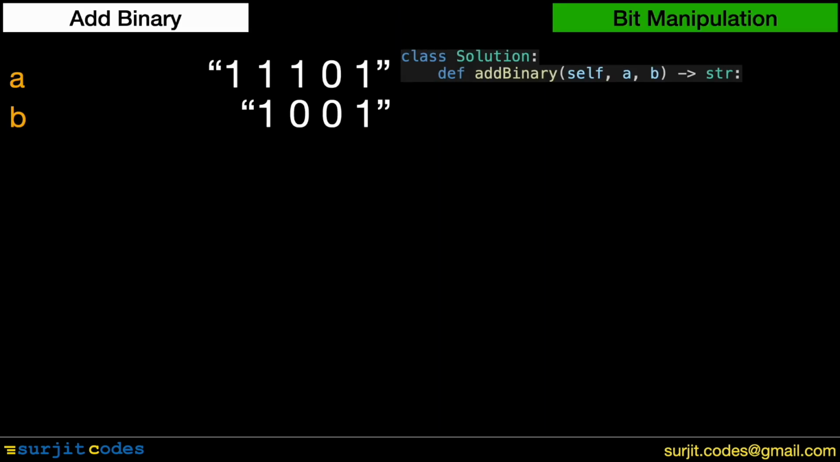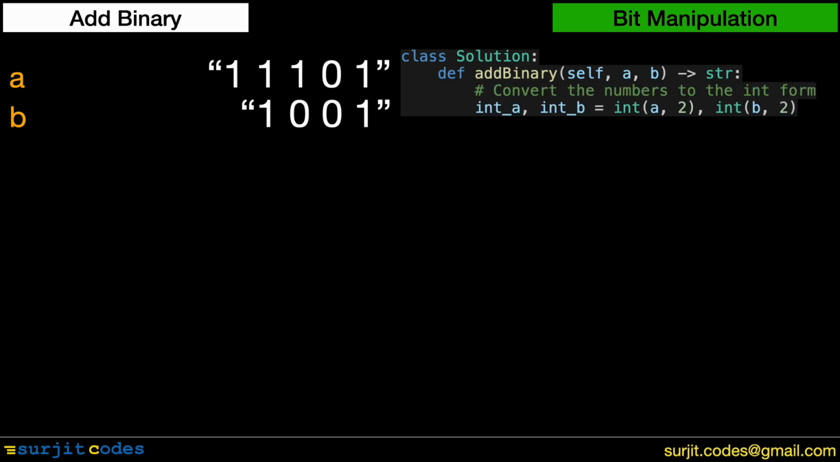Consider the same two binary numbers a and b in the string form. We use the int function to convert them to integer forms. The default base for the int function is 10, but in our case the strings are in the binary form, so we use base 2 as the second parameter in the int function. On conversion, we get variables int a and int b, and we will use these variables in bit manipulation operations. So we are showing the integers here in their binary forms.